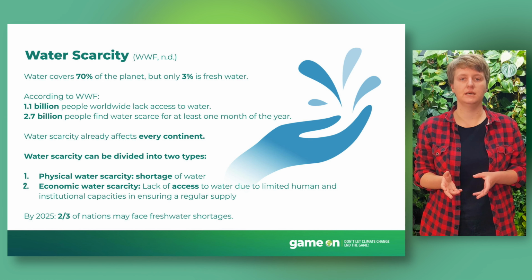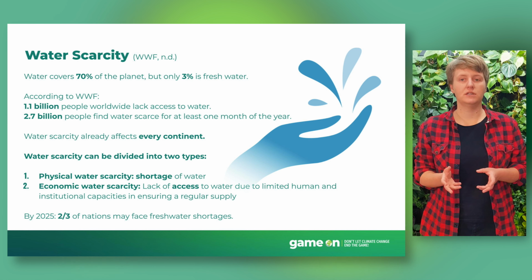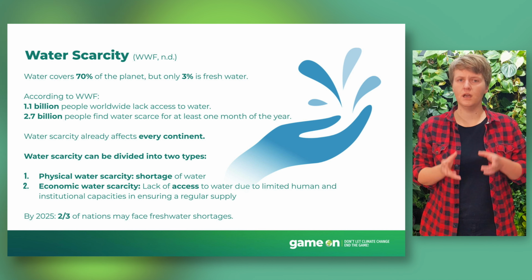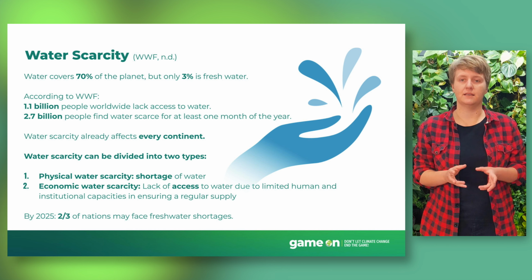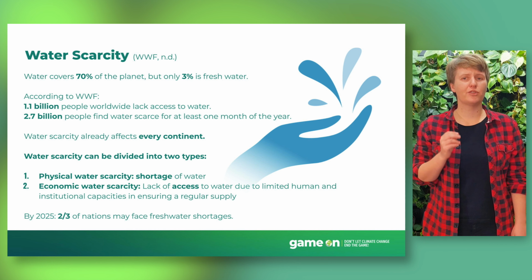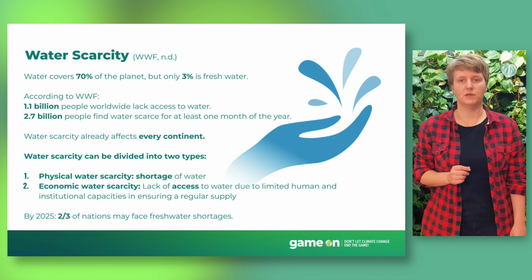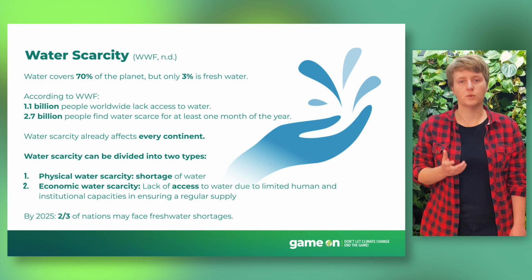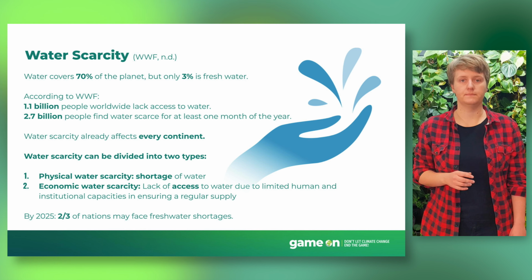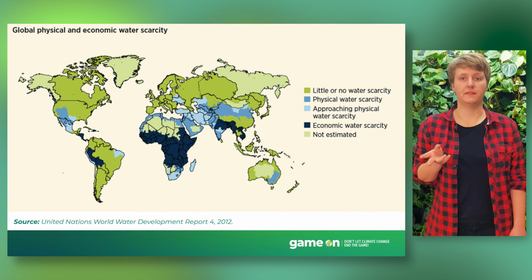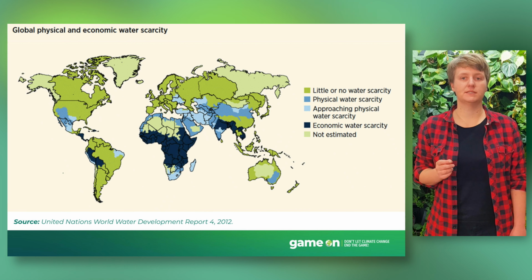Economic water scarcity is the lack of access to water due to limited human and institutional capacities in ensuring a regular supply. All of this considered, it is expected that by 2025, 2/3 of the planet's nations will be affected by water scarcity. Yes, 2025, right around the corner. As you can observe in this map by the UN World Water Development Report, several countries in the global south currently face economic water scarcity.